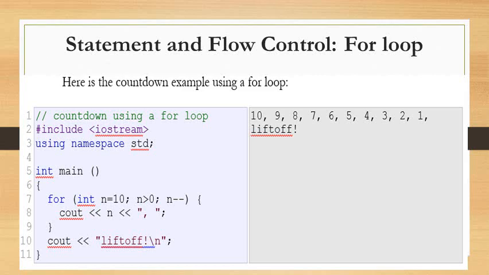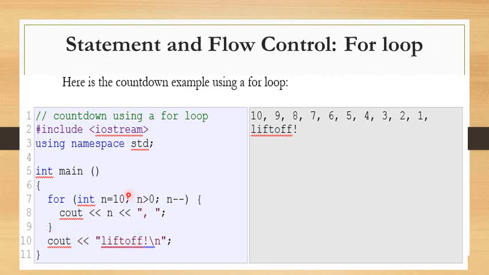Include iostream, using namespace std, int main. You can see here: for int n equal to 10, n is declared and initialized to 10. Look at the condition: n greater than 0, n minus minus. Begin: cout n, then it will print the comma. Then, out of the loop, it will print "lift off."